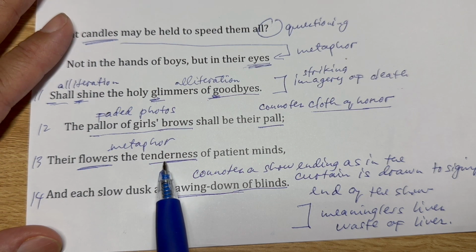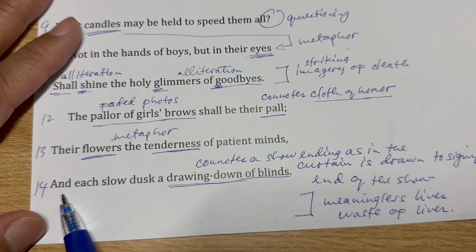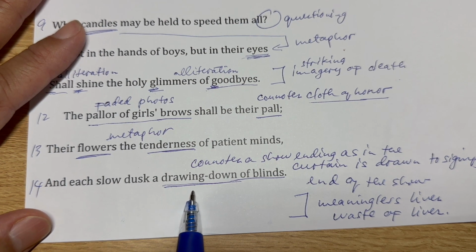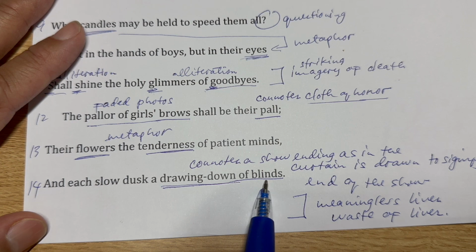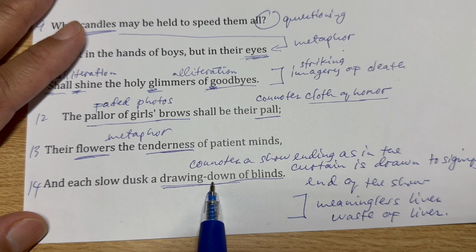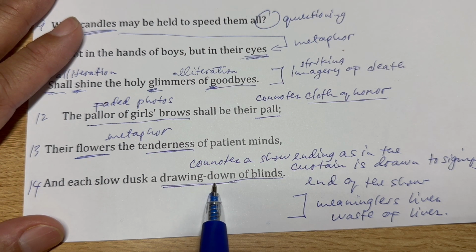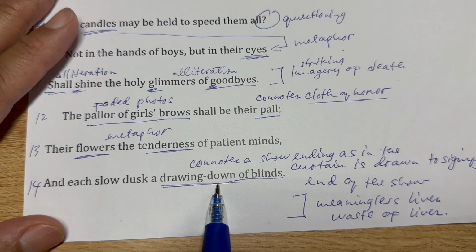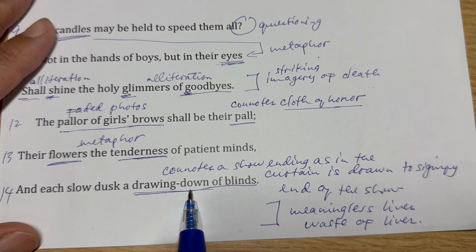that Owen is proposing. But for me, in line 14 lies the striking image of metaphor, the conceit of the poem. And each slow dusk a drawing down of blinds. The word drawing down connotes the curtain that's being used at a show, like a stage show. If it is a stage show, perhaps the soldiers are the actors and their death is the end of the show. Well, I suppose it is a show because it's a performance of obedience to authorities or state or government officials who tell them to go to war.